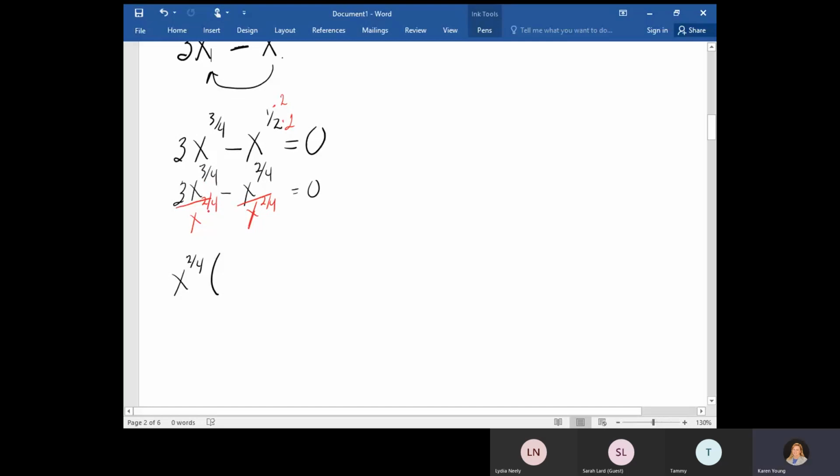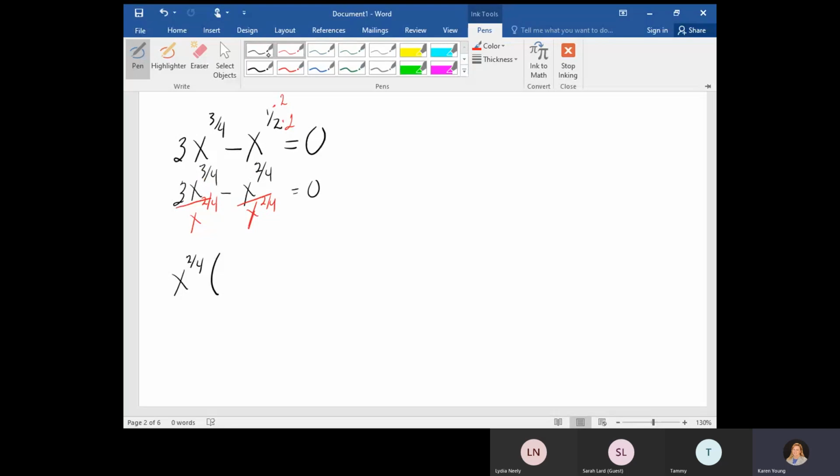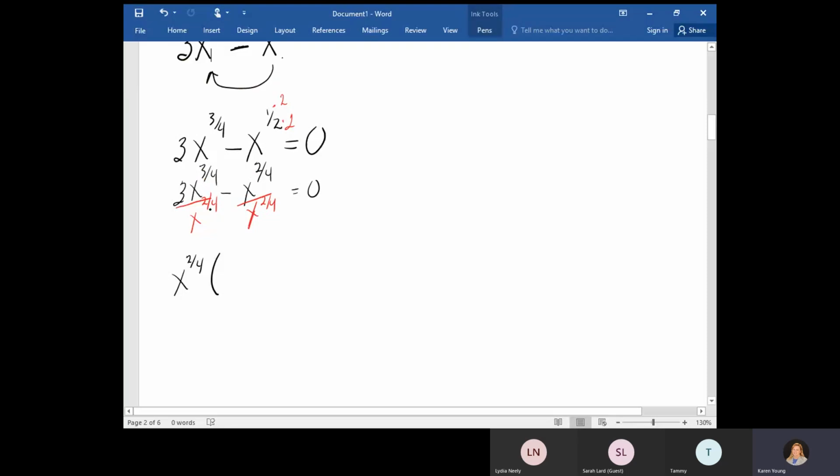When I divide the x to the 3/4 by the x to the 2/4, I'm subtracting the exponents. So when you're dividing variables, you subtract the exponents. So 3/4 minus 2/4 gives me x to the 1/4, right? And I've still got this 3 on the outside. I haven't done anything with it.